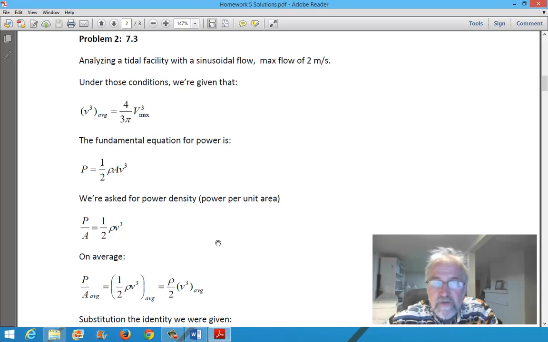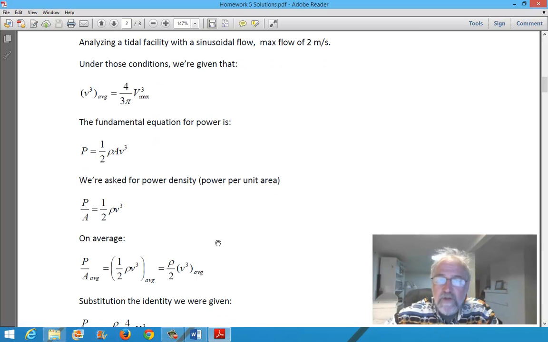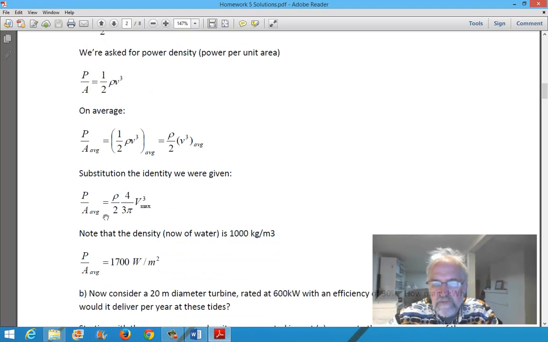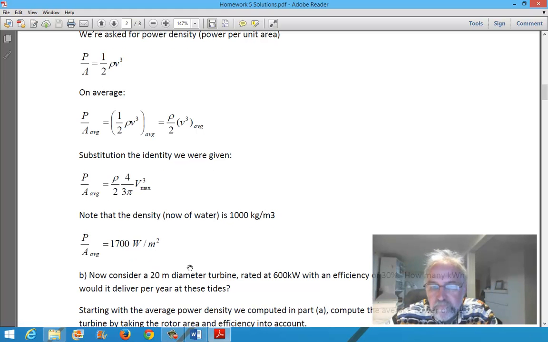So from there, it's pretty easy to just go into our equation for the average power, and we want to know power per unit area, so you pull the area over to the other side and end up with this fairly simple equation, rho/2 times 4/3 pi times the max velocity cubed. Pretty simple algebra to get to there. And the answer is 1.7 kilowatts per square meter. So let's make sure we know what we're looking at there. That's the power density of the flow regime. We haven't even talked about a turbine.